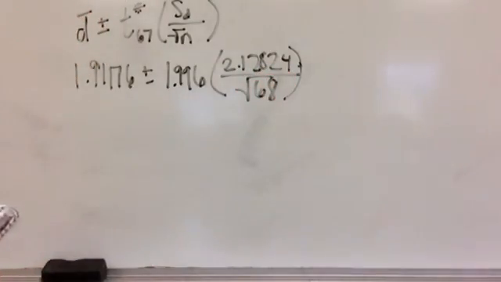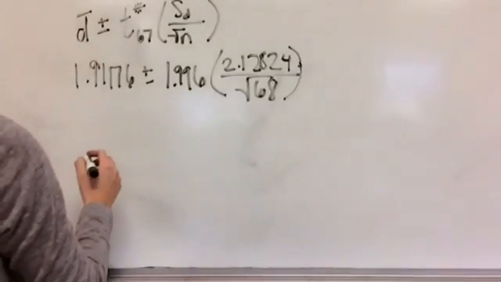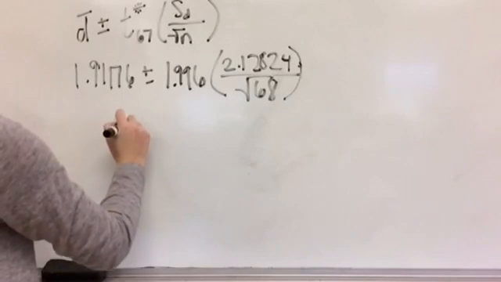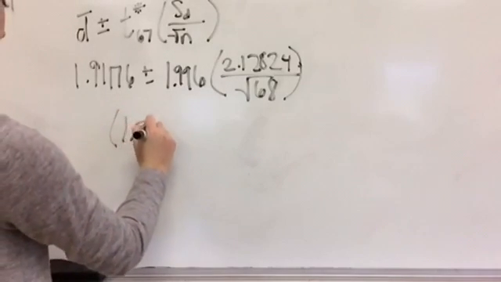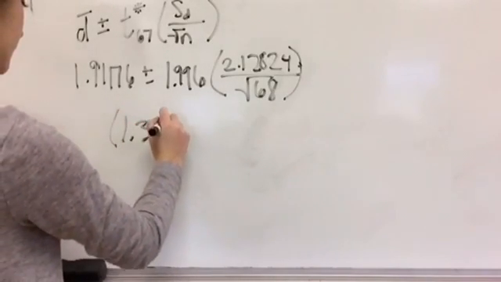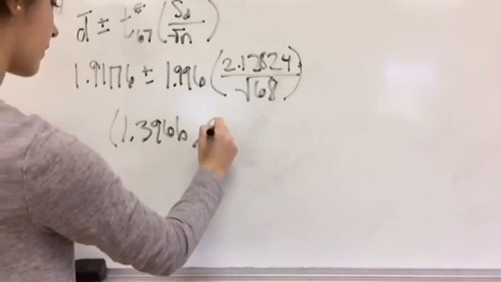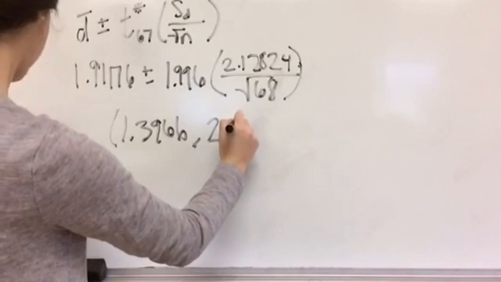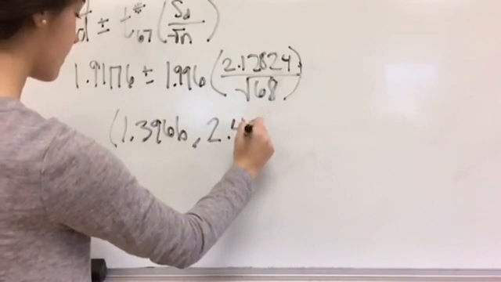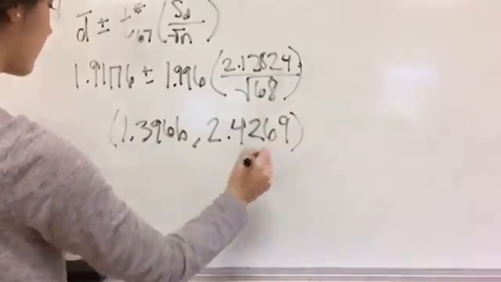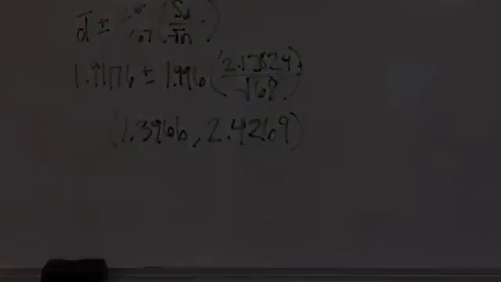To get the critical t, in the calculator you do 2nd VARS, invT, an area of 0.025 since it's 95% confident, and then degrees of freedom of 67. So when all of this data is entered in the calculator, it tells us that the confidence interval is 1.3966 to 2.4269.